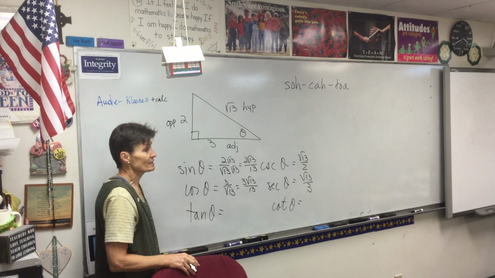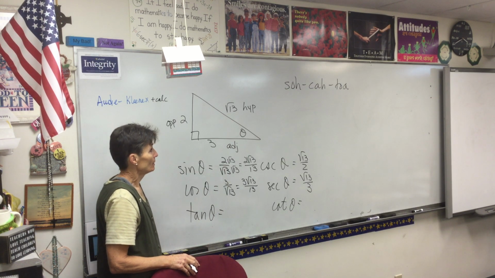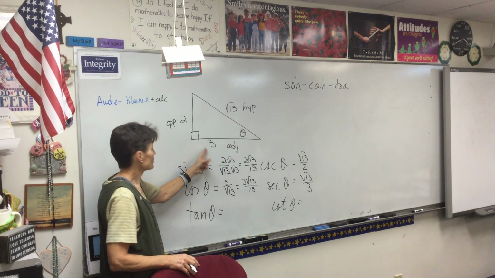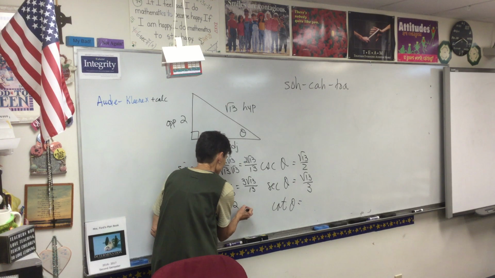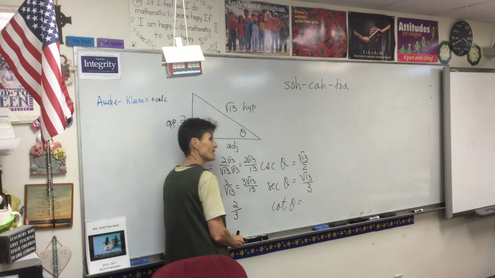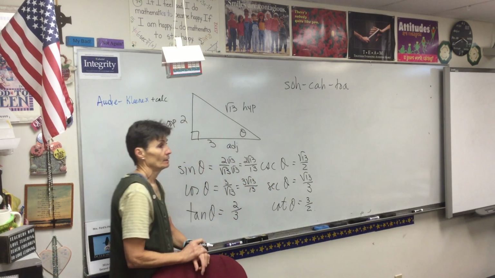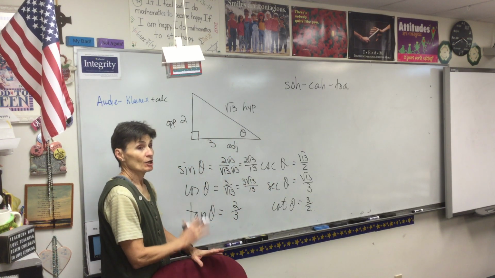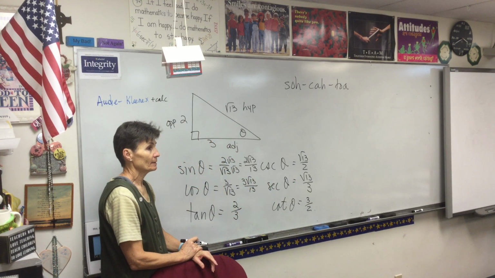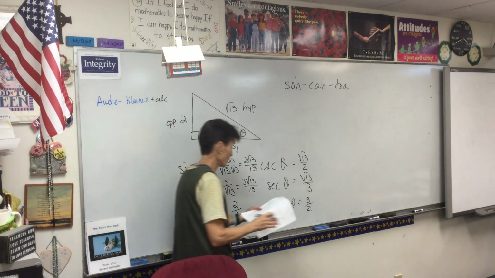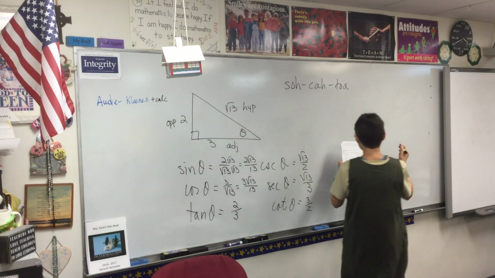What about tangent? What's tangent? Opposite over adjacent. TOA. Opposite over adjacent. So that would just be 2/3. Which means cotangent is 3 halves. Done. That is an incredibly easy problem, unless you don't have your definitions memorized. If you don't have them memorized, then of course you're kind of in trouble.